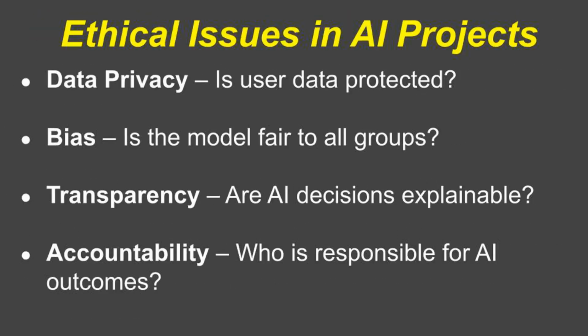Every AI project raises ethical questions. For example, if your AI system uses personal data, have you ensured privacy? If your data comes from biased sources, your model might produce unfair results. AI must be transparent. People should understand how decisions are made. As responsible AI developers, we must always reflect on these ethical concerns before implementing solutions.